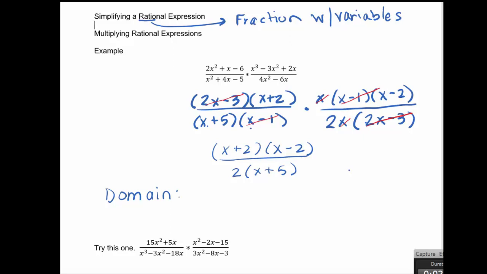But here you know that if you take x minus 1, where you cross that out, and set it equal to 0, x cannot equal 1. Obviously, x cannot equal 0 for this x. If I take 2x minus 3 and set it equal to 0, it cannot be equal to 3 halves. X can also not be equal to negative 5. So your domain here would be all real numbers except x cannot equal any of those numbers. It is very important.